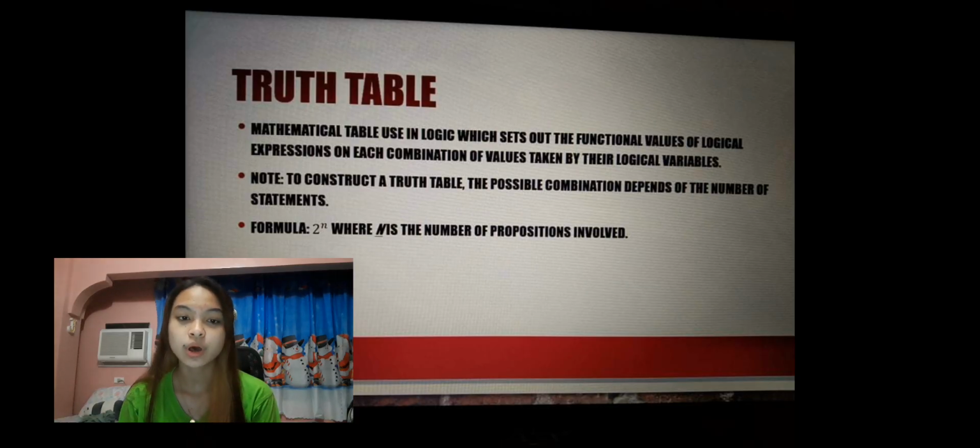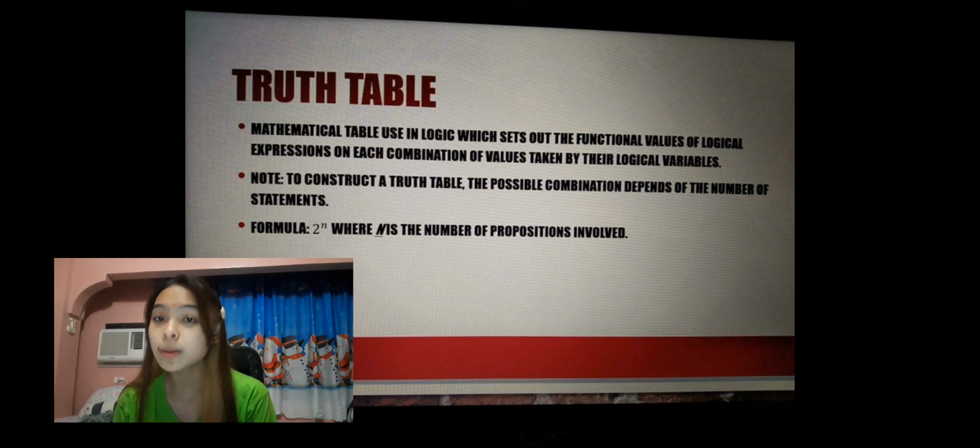So, truth table. A truth table is a mathematical table used in logic which sets out the functional values of logical expressions on each combination of values taken by their logical variables. Note: to construct a truth table, the possible combinations depend on the number of statements, using the formula 2 to the power of n, where n is the number of propositions involved.